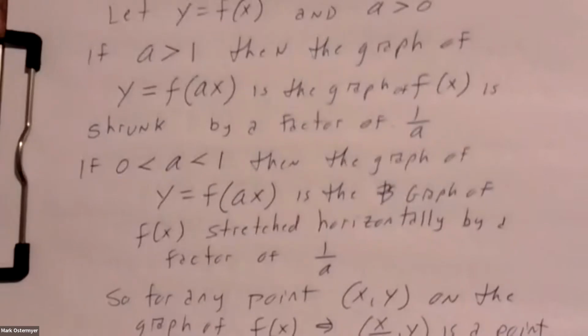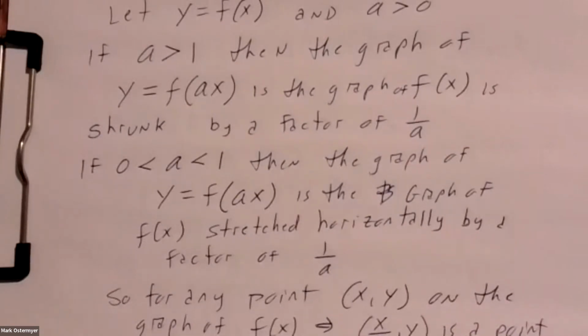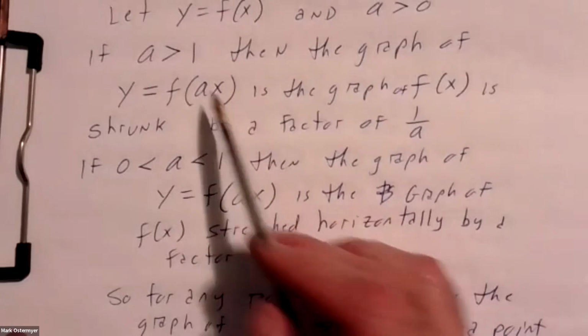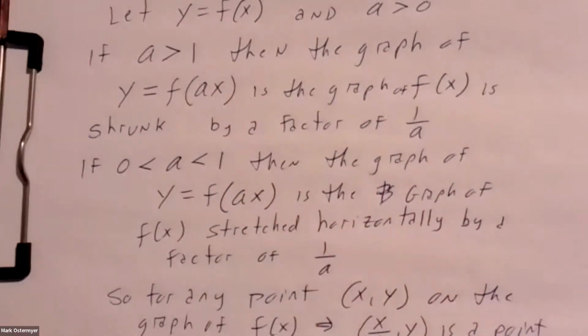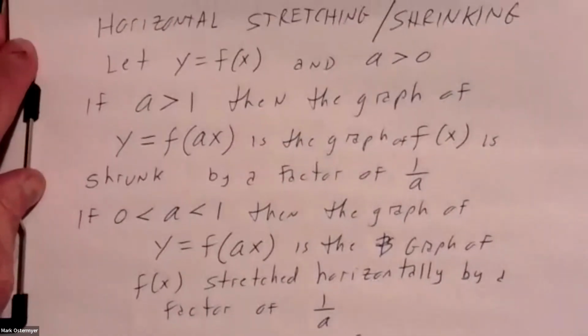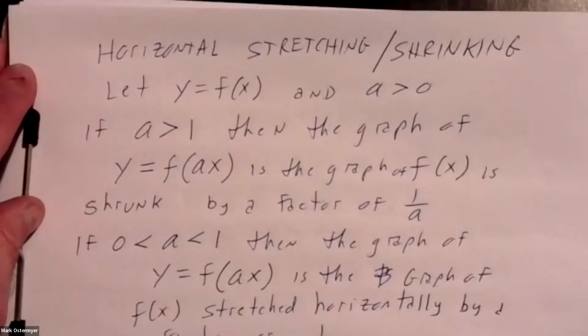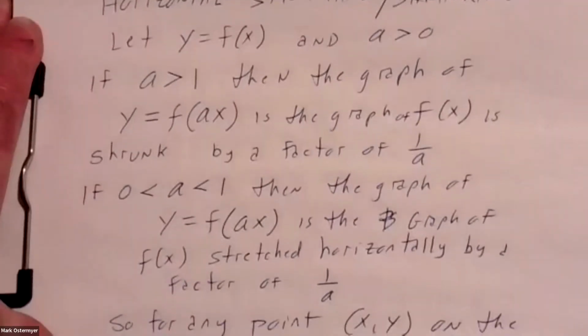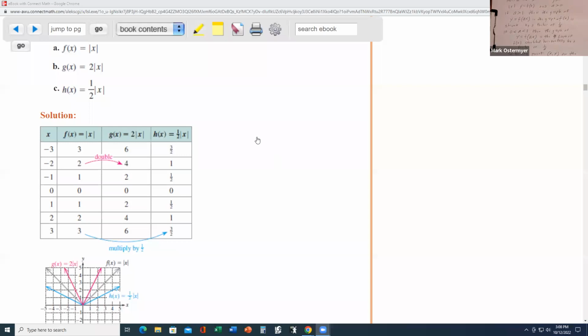Okay, so horizontal stretching and shrinking works just the opposite of vertical stretching and shrinking. And notice for vertical stretching or shrinking, the factor is outside the function. For horizontal stretching and shrinking, the factor a is a part of the argument, the input value into the function. That's the difference. All right, so let's go over example 5. By the way, all of this is summarized in a table in your book, everything I'm going over here.